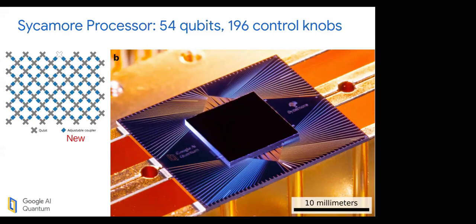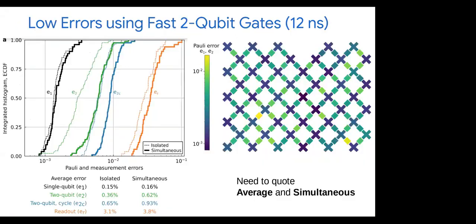That makes the circuitry more complicated. The packaging is harder. You need more cables into the fridge. You need more FPGA cards to drive your controls. So it was harder to do. But because the couplers are controllable, it turns out that you can turn them off quite well. And that allows us to decrease crosstalk. And that's what made the experiment possible.